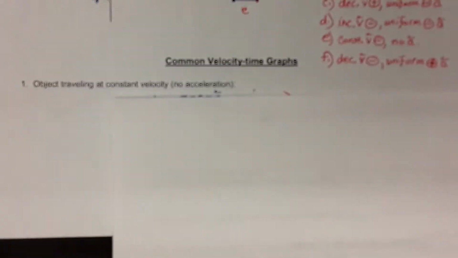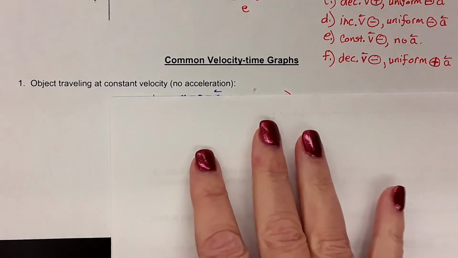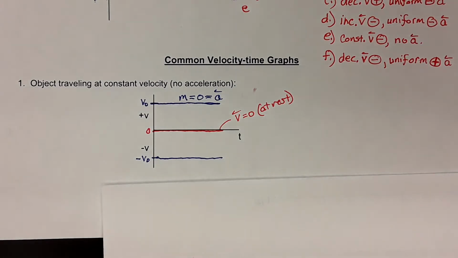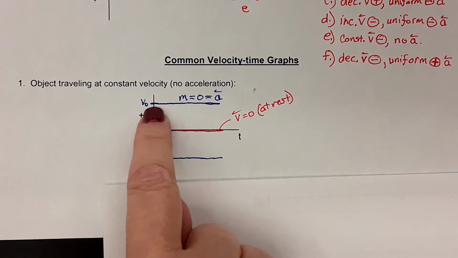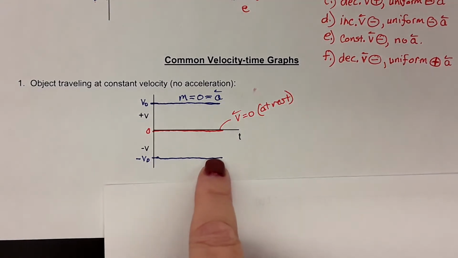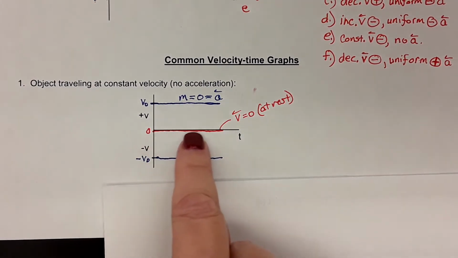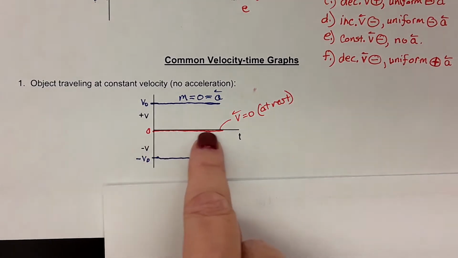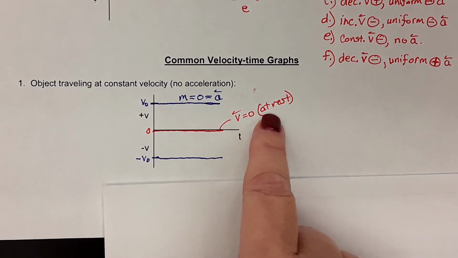Can you show an object traveling at constant velocity with no acceleration? Of course, it has to be a zero slope line. Since the slope is the acceleration, zero slope, zero acceleration, the velocity stays constant. You can have a positive velocity that stays constant. You can have a negative velocity that stays constant. You can have no velocity, and this is the only place where you would have an object at rest.